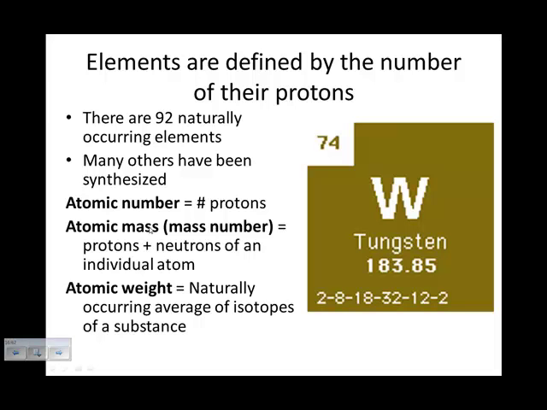Okay, what else? The atomic number is this number in the top left. That is the number of protons that something has. The atomic mass is the number of protons and neutrons that you find in an individual atom. So I actually feel the need to have one of these periodic tables handy. Here we go.